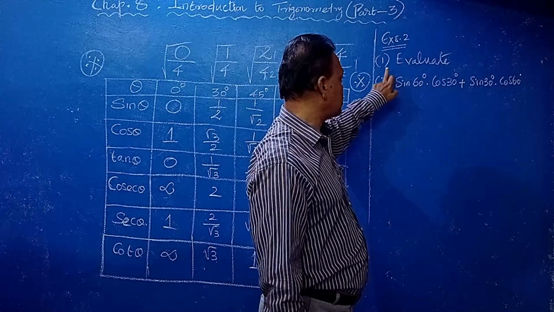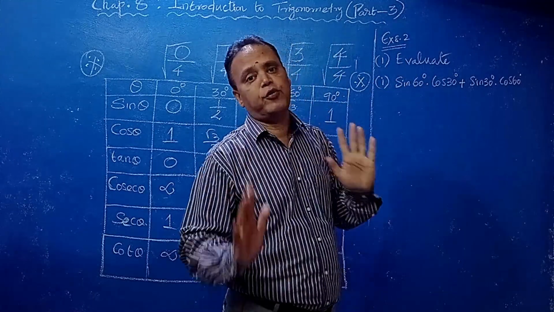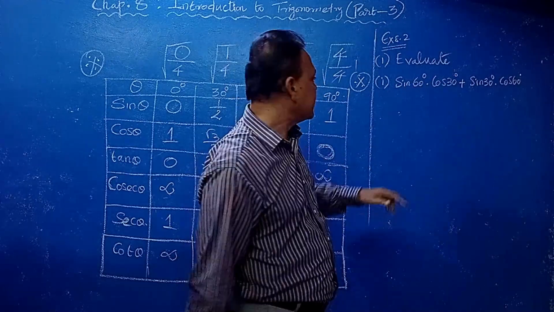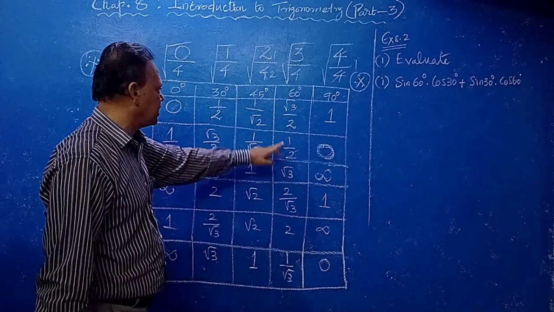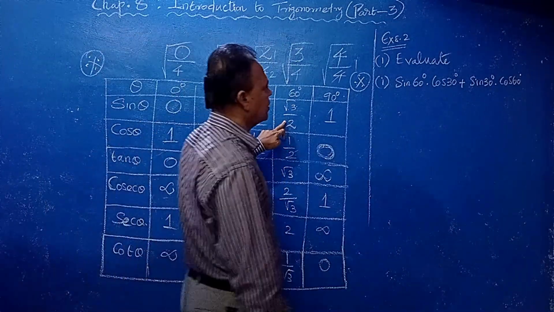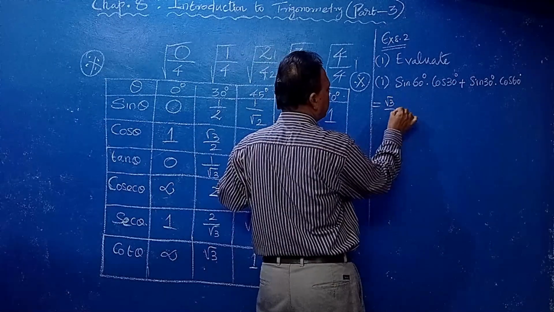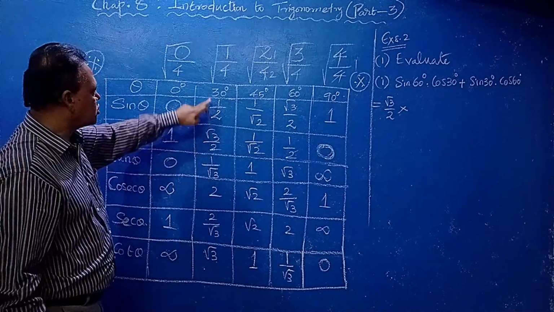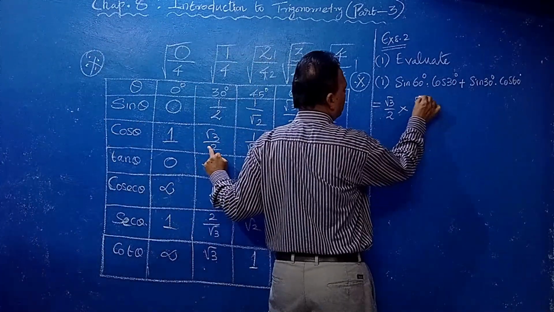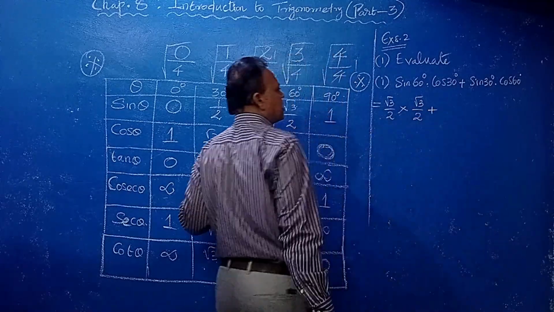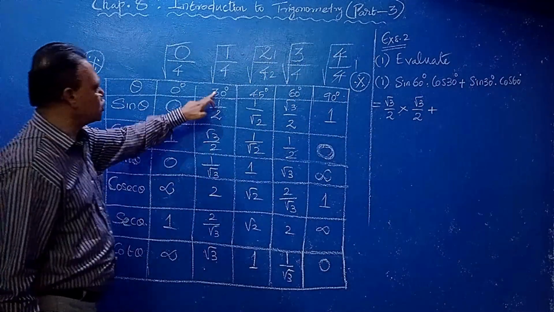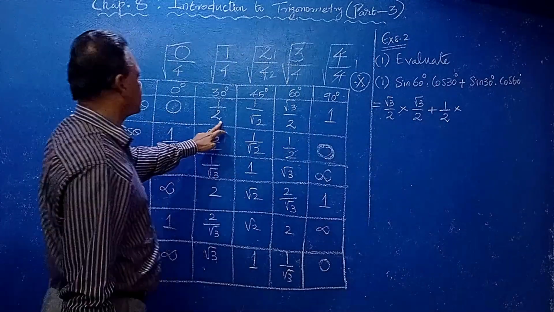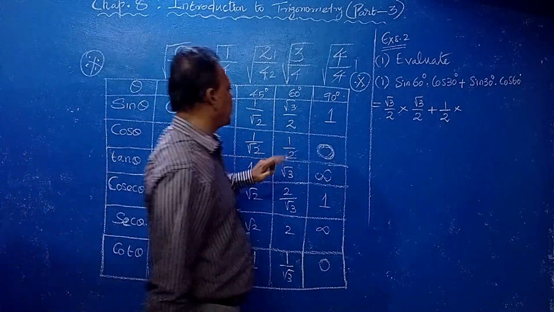Exercise 8.2, the first problem, evaluate. Evaluate means finding the value. Here the first one you see, sin 60 cos 30 plus sin 30 cos 60. Sin 60 degree, that is root 3 by 2. Correctly write, that is equal to root 3 by 2 into cos 30, also root 3 by 2. Root 3 by 2 plus sin 30 is 1 by 2 into cos 60, which is also 1 by 2.